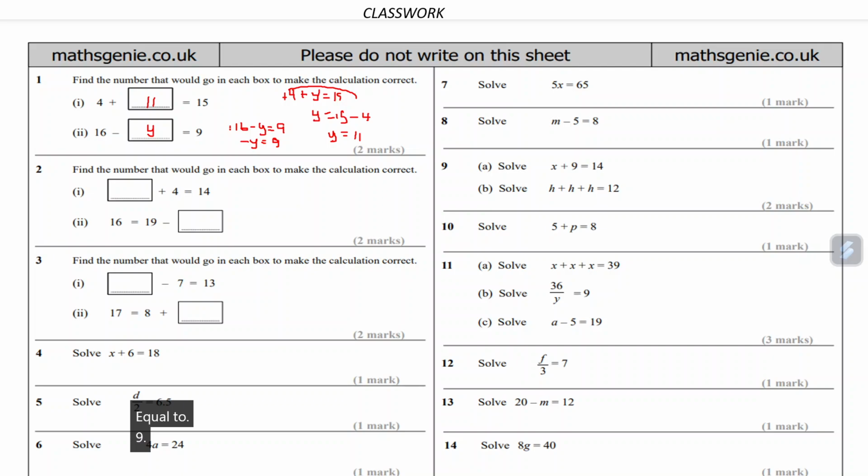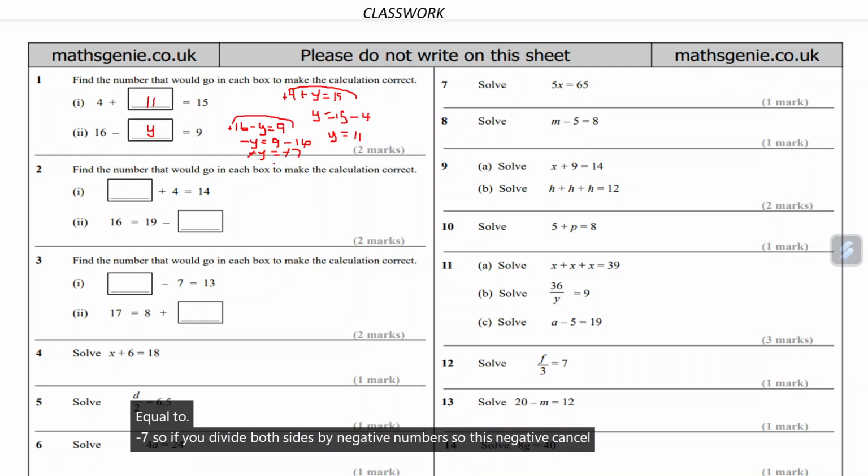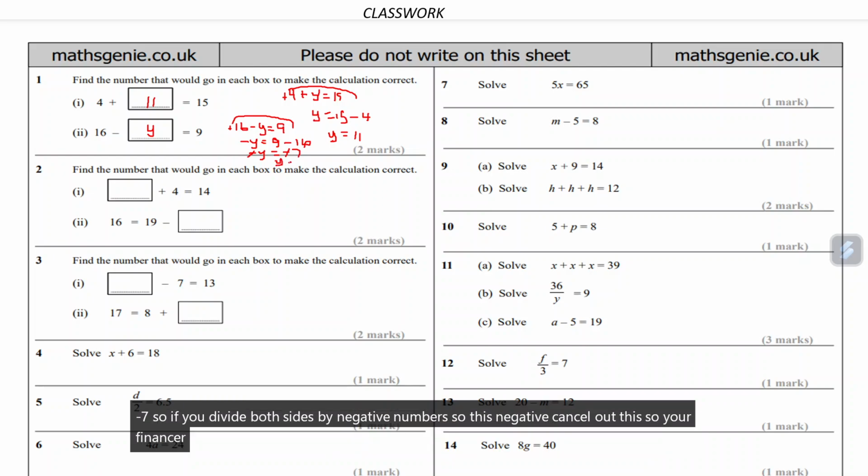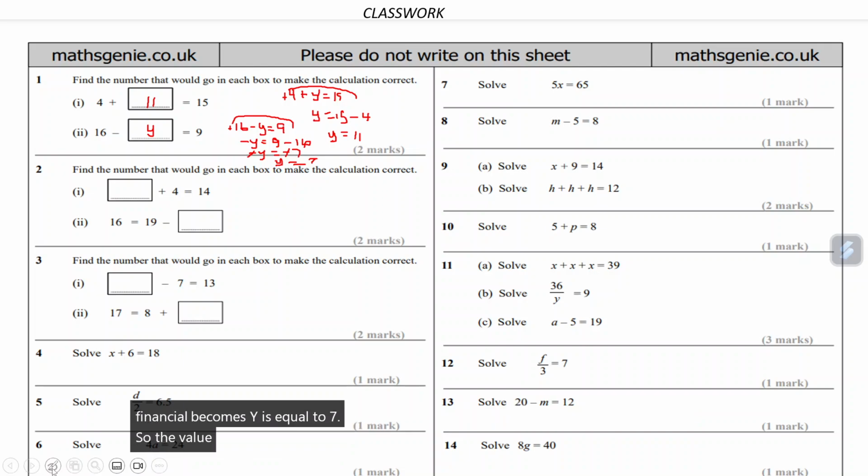There's an invisible sign here. If it crosses the equality sign, it changes. Minus 16. So this is minus y equal to minus 7. So if you divide both sides by a negative number, this negative will cancel out this. So your final answer becomes y is equal to 7. So the value of your y is 7.